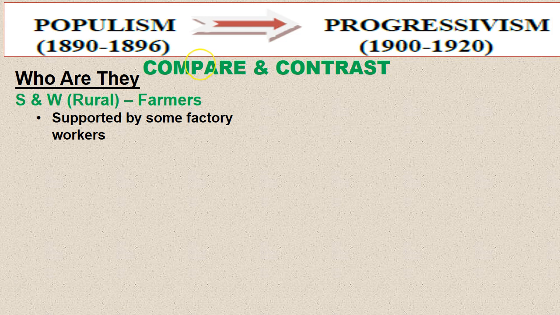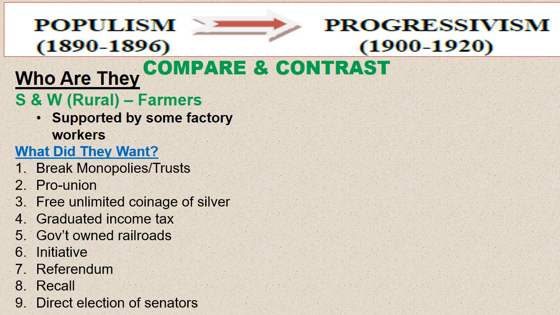Populists and progressives, who are they? Well, again, our farmers are progressives. We're farmers, southern, western America, rural America, from the south and the west. Some support from factory workers, although they were a little torn over some of the issues and got pressure from their employers about things involving the tariff and such. But there's the list of things we talked about.